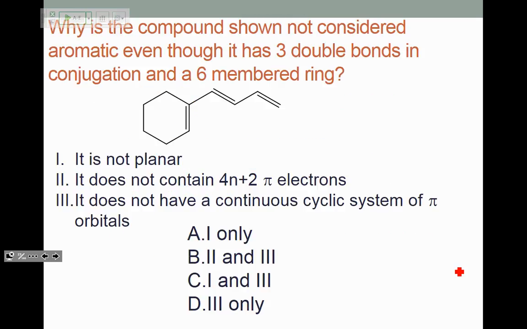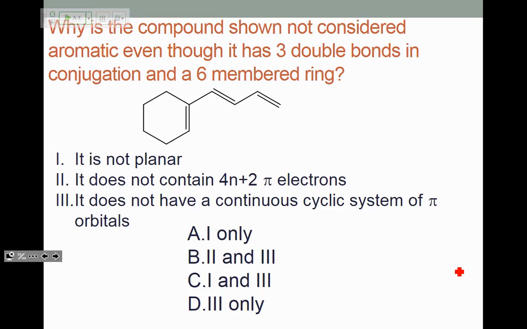So looking at this one, why isn't this one aromatic? It does contain 4n plus 2 pi electrons. It has a total of 6 pi electrons in conjugation. There's 6 double bonds. And it may be planar, but it does not have a continuous cyclic system of p orbitals. This has a ring, but the p orbitals are not all in the ring. So this is just a linear system, and this one would look like the 6 p orbitals that we drew before. This is not a closed cyclic system of electrons. We don't have the same resonance that we have with benzene. So this is not aromatic.